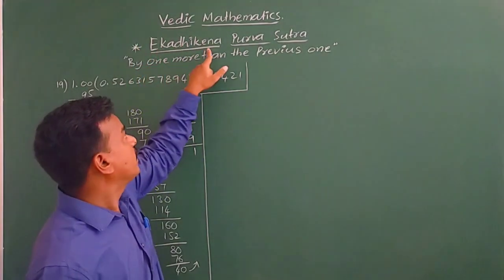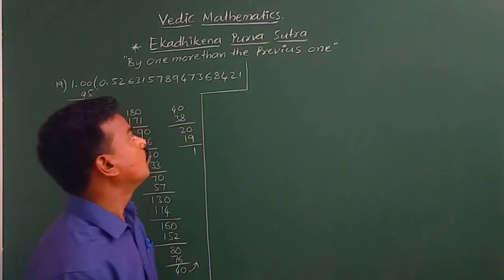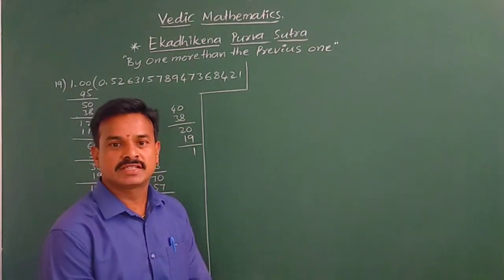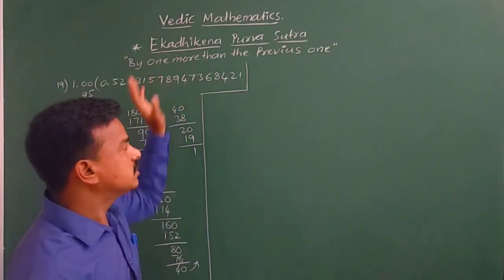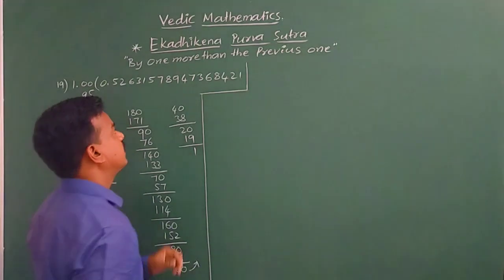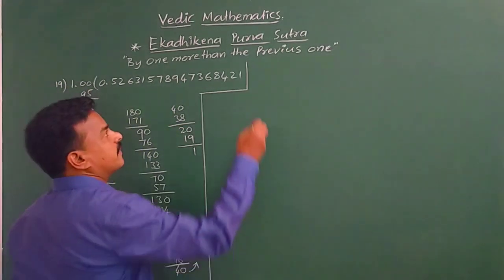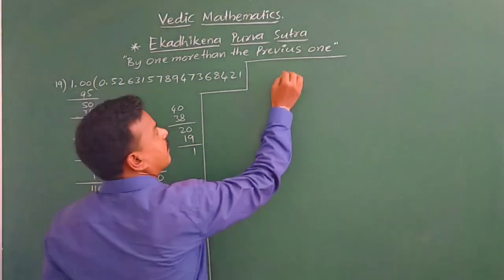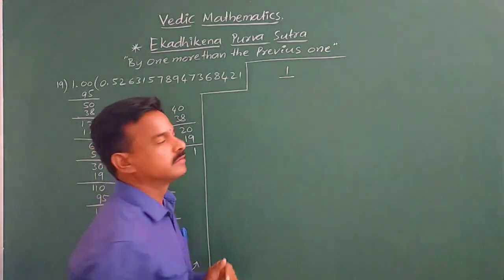One sutra, Ekadhikena Purvena sutra. This is one sutra among the 16 sutras in Vedic mathematics, and by using this sutra we can find the decimal form of a fractional number. Which type of fractional number? A vulgar fraction. We have to take one vulgar fraction whose denominator ends with 9.